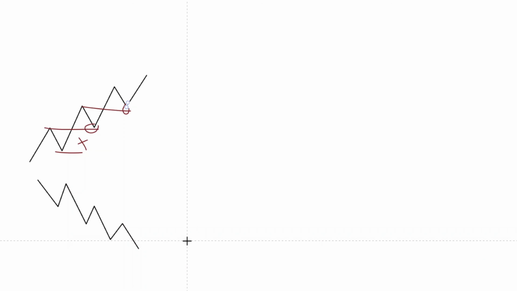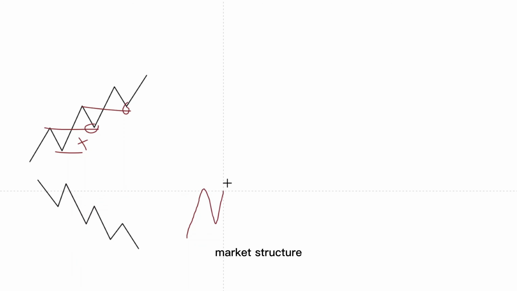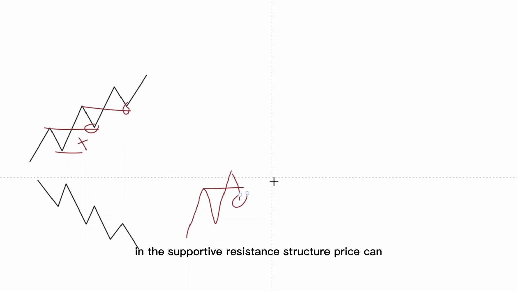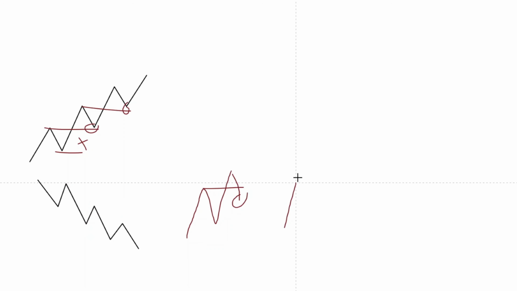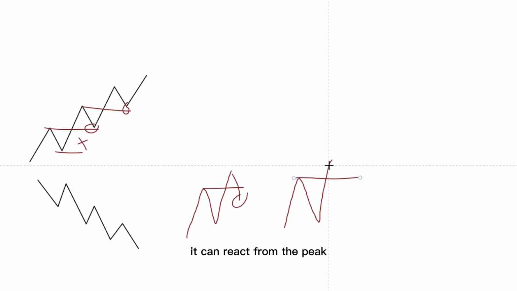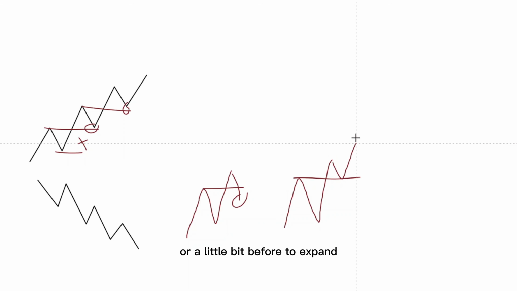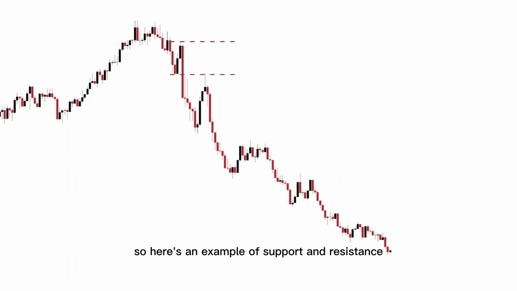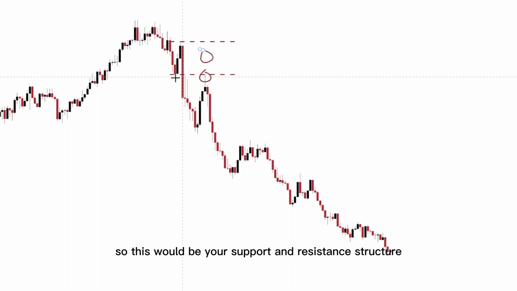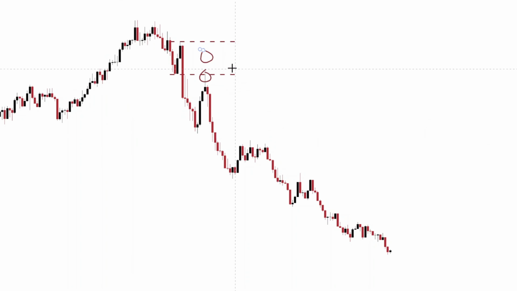So basically, instead of your supply and demand market structure where price breaks structure and comes back inside of the range, in a support and resistance structure, price can break structure but never come back inside of the range. It can react from the peak or a little bit before to expand. So here's an example of support and resistance market structure. So here you have your range. Price rejected without entering your range. So this would be your support and resistance structure.